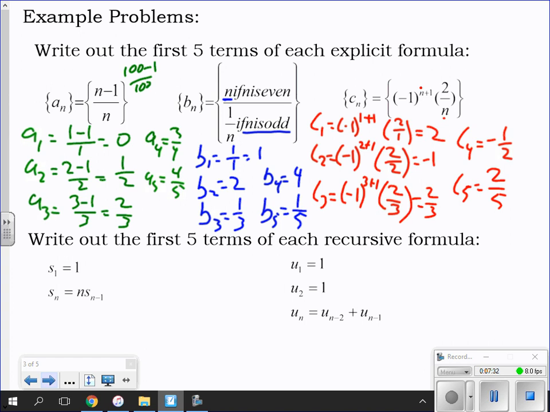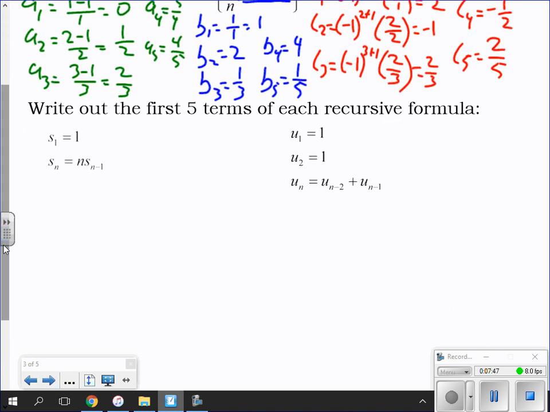Okay, so those are not recursive, those are explicit. I can just plug it in. If I want to find the 100th term, I plug in 100 for n, and I figure it out. I don't need the previous terms to do this. Now these terms here are recursive.